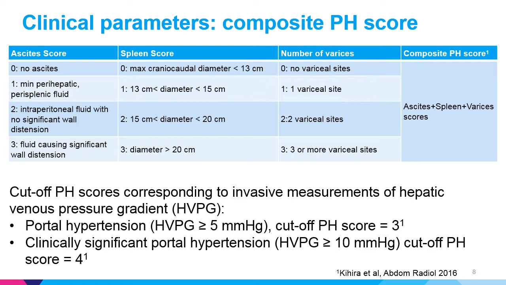The composite imaging score is an additive score that evaluates the severity of ascites, the diameter of the spleen, and the number of varices. A previous publication from our group correlated this imaging score with invasive measurement of the hepatic venous pressure gradient, or HVPG. Thus, a cutoff score of 3 corresponded to portal hypertension, whereas a cutoff score of 4 corresponded to clinically significant portal hypertension.